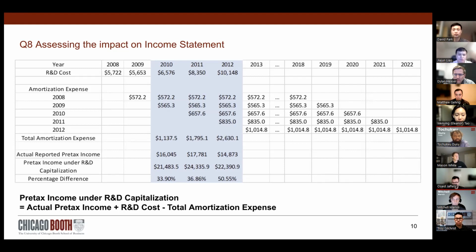Then we grab the actual reported pre-tax income from the income statement, and then we add back the R&D cost because it's been capitalized, and then we subtract the total amortization expense, and we get the pre-tax income under R&D capitalization. Then comparing these two pre-tax incomes, we calculate the percentage difference as 33% for 2010, 36% for 2011, and 50% for 2012.